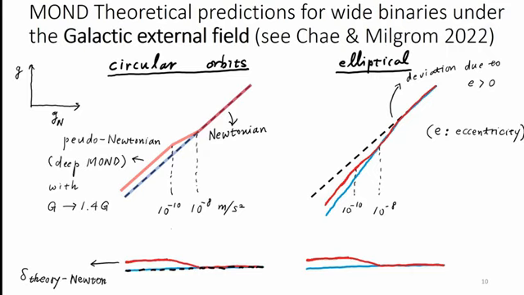Due to eccentricity, the median relation goes below this circular line, even without any gravity effect. So the actual curve will be like this, and what MOND predicts is like this red curve. But the difference will be similar, okay?